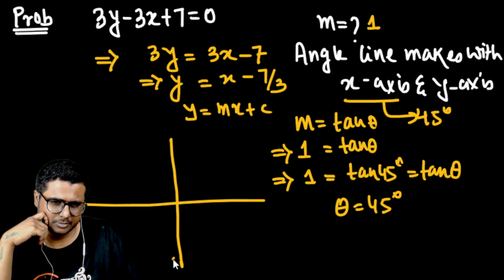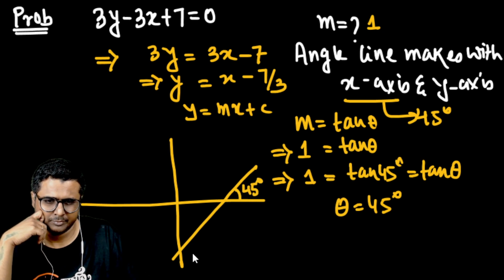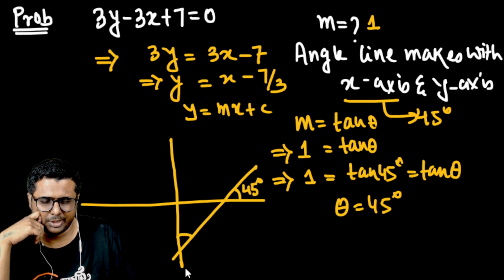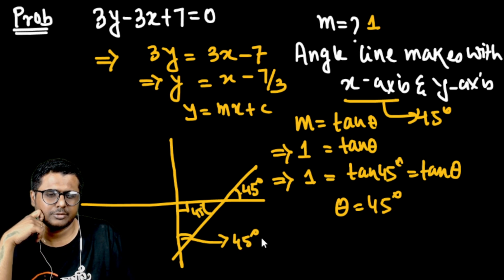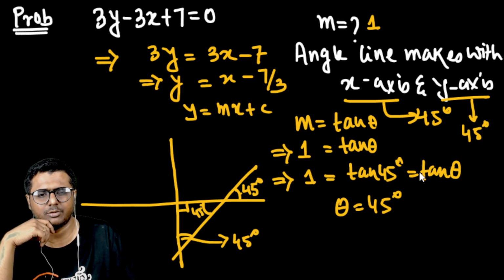Okay. So like this. This is 45 degree. I have to find out the angle it makes with the y axis. If this is 45, this is 45. Clear? If this is 45, this is 90 degree, and this will be 45 degree. So with the y axis also it makes 45 degree. So it is a simple calculation.